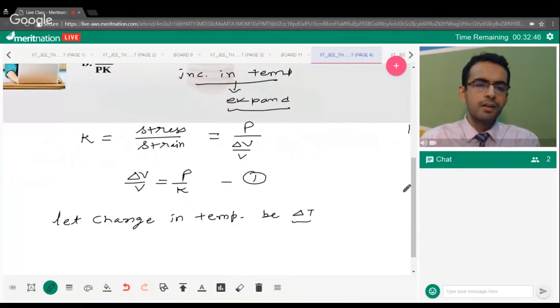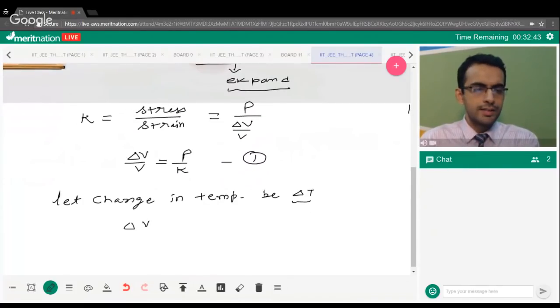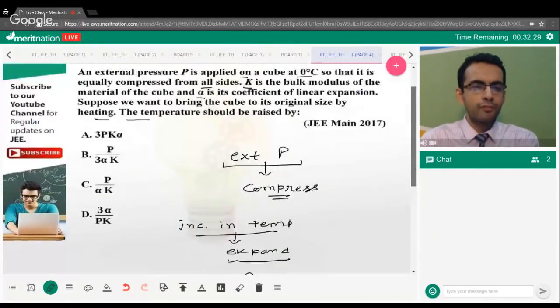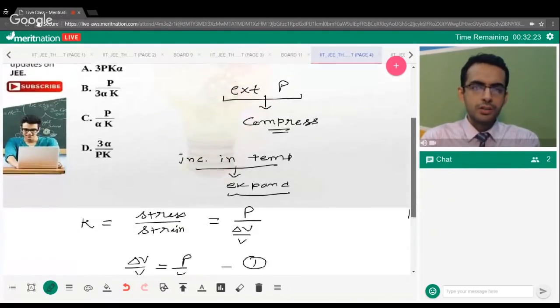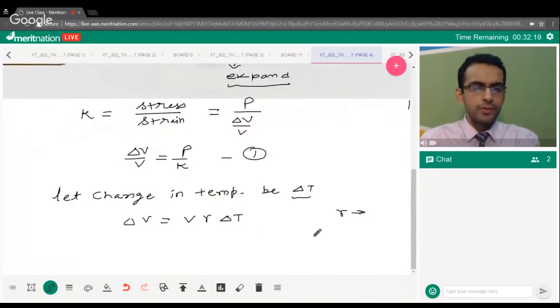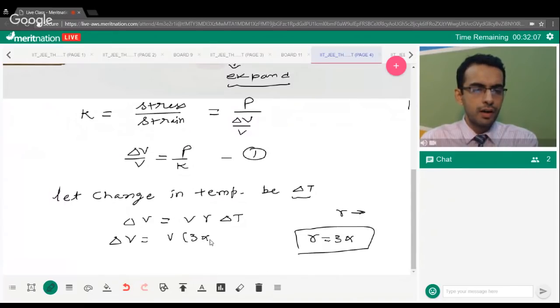So we have learned that ΔV is equal to V into gamma into ΔT, where gamma is the coefficient of volume expansion. In the question, we are provided with alpha, which is the coefficient of linear expansion. We know a relation between gamma and alpha: gamma is equal to 3 times alpha. So we can say ΔV is equal to V times 3 times alpha into ΔT.